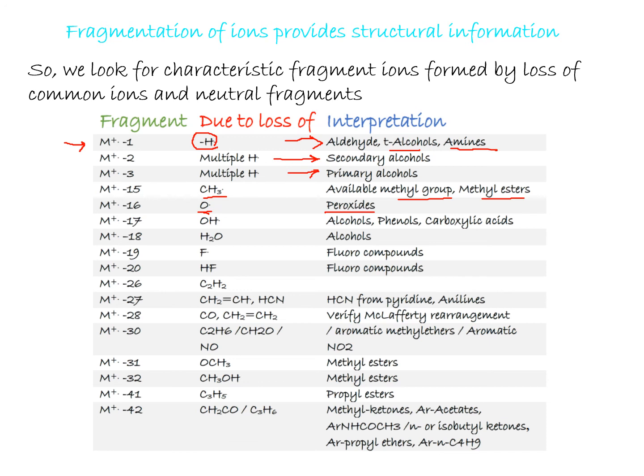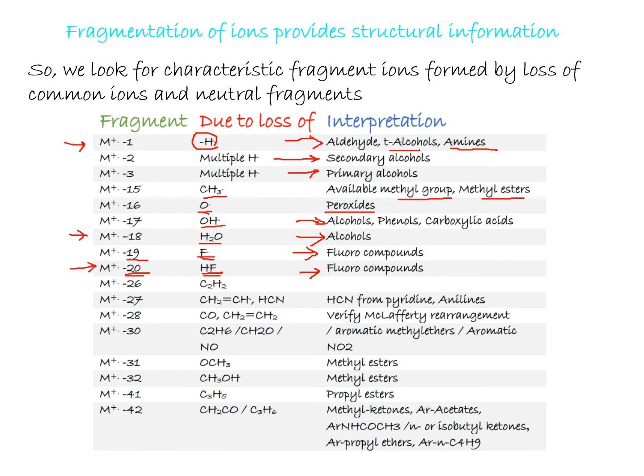If you have M-17, then you lose an OH radical, which means that you have alcohol or phenols or carboxylic acids. If you have M minus water, then you eliminate water and you have alcohols. If you eliminate 19, it means that you have fluorocompounds. If you see in the fragmentation M minus 20, this means elimination of HF, you have fluorocompounds, and etc. All right.